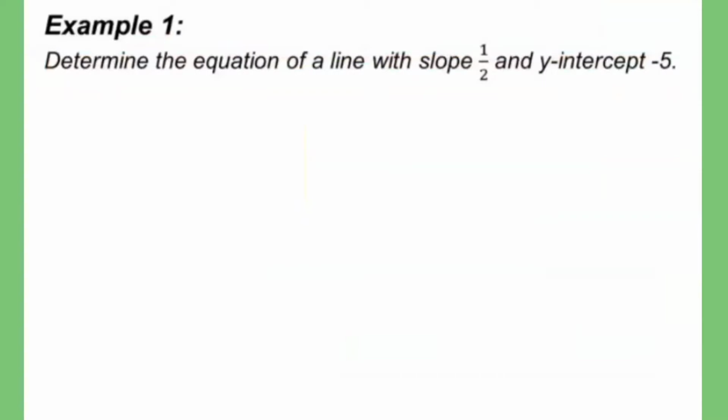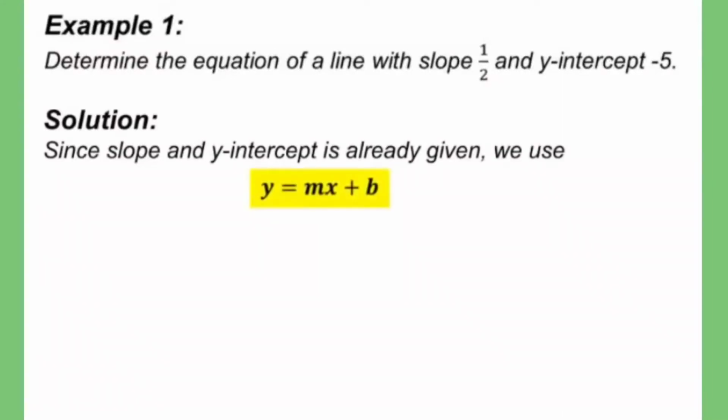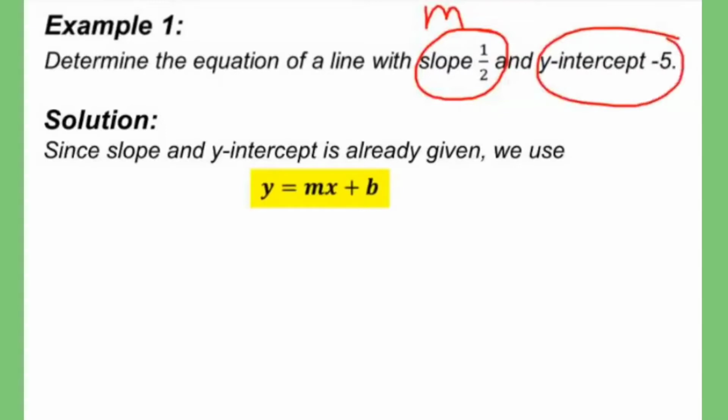For our first example, determine the equation of a line with slope 1/2 and y-intercept -5. So let's have our solution. Since the slope and the y-intercept is already given, we can directly use y is equal to mx plus b. Take note that the slope 1/2 is our m and the y-intercept -5 is our b.